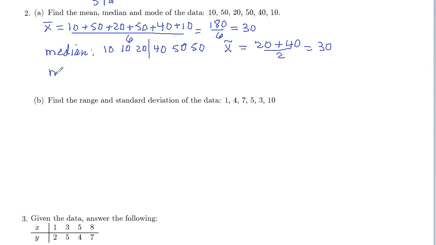And then the mode is actually the most frequent value. What we see here is that we've got 2 10s and we've got 2 50s, so we've got 2 modes. So 10 and 50 are our modes.